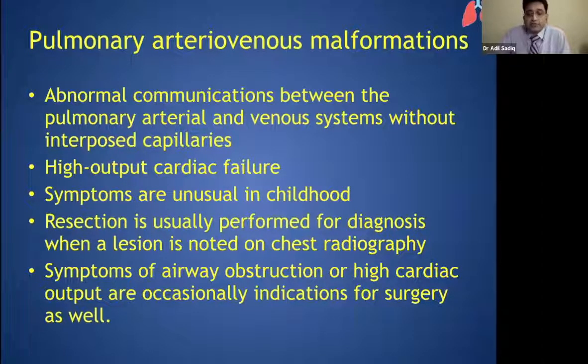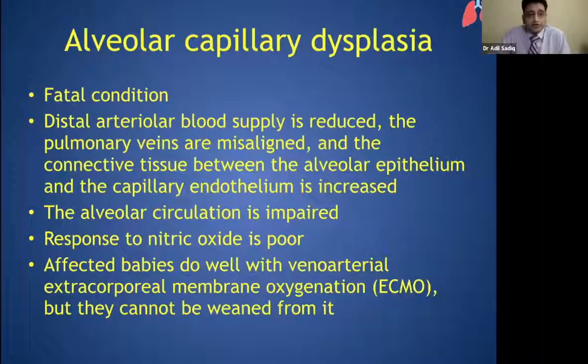The symptoms are usually unusual in childhood, and as the shunt increases with age, that's when they can present with congestive cardiac failure. Sometimes it's noticed as a small mass on a chest radiograph, and the resection is usually performed when the diagnosis of the mass is not known. Sometimes when it's close to a bronchus, you can have airway obstruction as well.